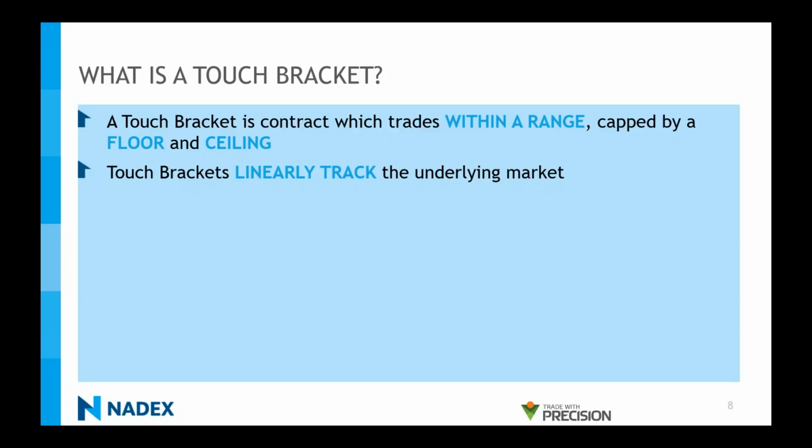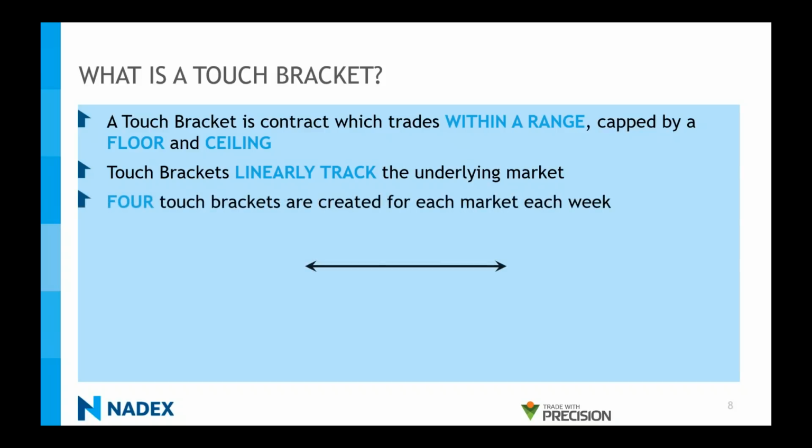Two options, so the Greeks come into play again. We have delta and we have gamma, which means that delta will be changing. However, with those touch brackets, price is tracked very closely and linearly with regard to the underlying market. So it's a much closer tracking of the underlying price that we have with touch brackets.